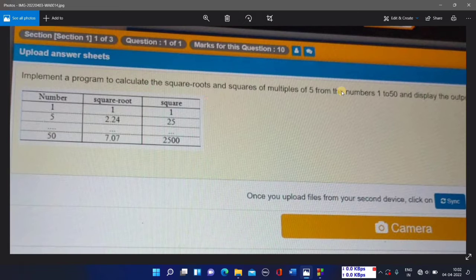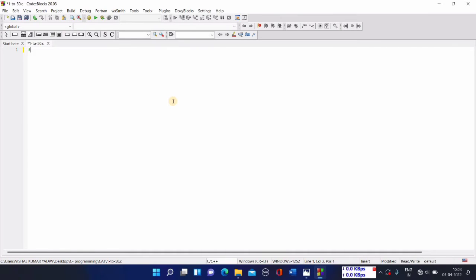So see over here, what we have to do is for the numbers 1 to 50, I have to display a table like this: numbers 1 to 50, square root of those numbers, and then square of those numbers in the form of a table. Forget about these lines and these columns. Though we can draw these horizontal and vertical lines, we don't need to do this much. We just have to print a table having a number column, square roots, and then squares. Without wasting our time, let's move to the code.